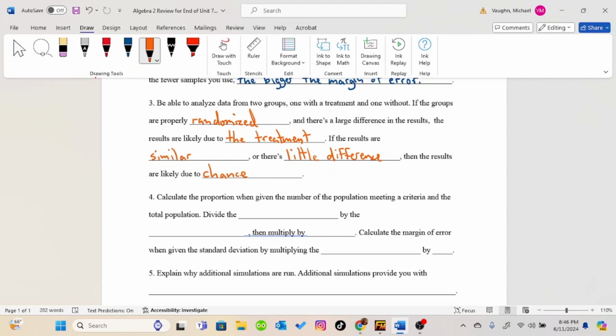Remember, this is when we wanted to look and see if we could get results just as large or larger more than 5% of the time when we just randomized the groups and ran a bunch of simulations. If you have any questions about this, please ask for clarification now so that you're ready for the final test tomorrow.